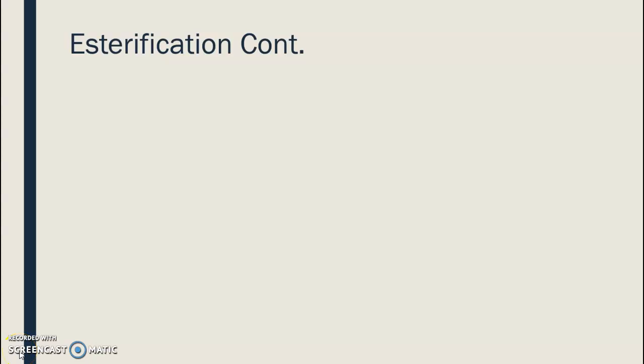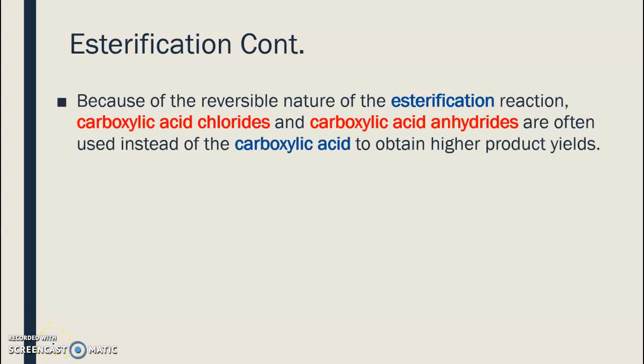Okay, let's continue talking about esterification. Besides being just a really cool word, it means to make an ester. Up to this point, we've talked about making an ester through the reaction of a carboxylic acid and an alcohol. But due to the highly reversible nature of that reaction, sometimes it's easier to use a relative of carboxylic acid. Sometimes they're known as carboxylic acid derivatives. They're the ugly cousins of carboxylic acids.